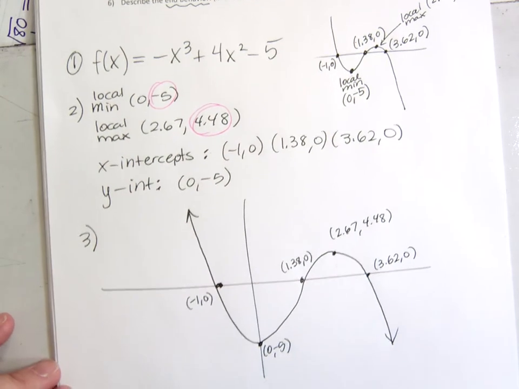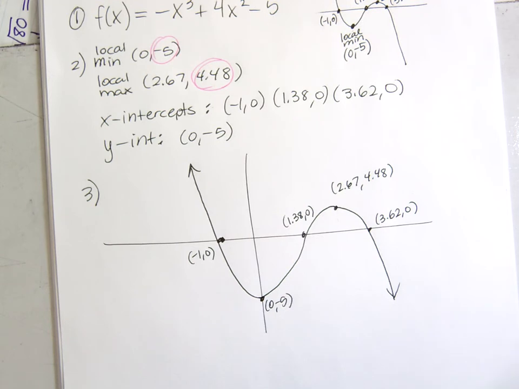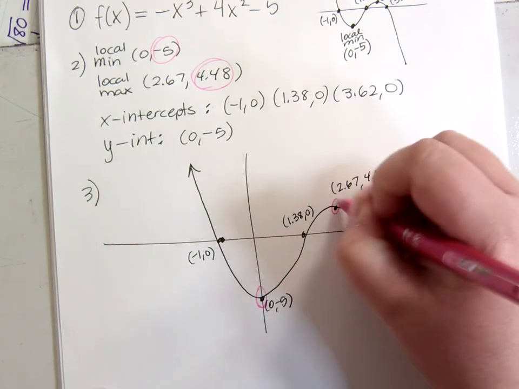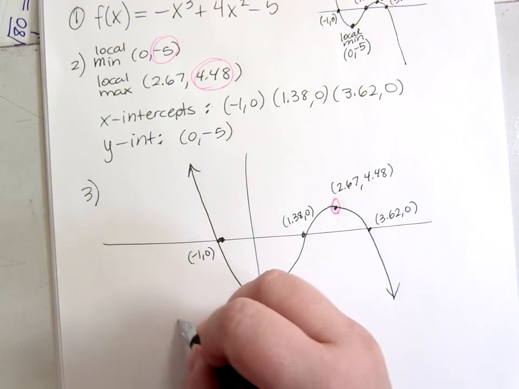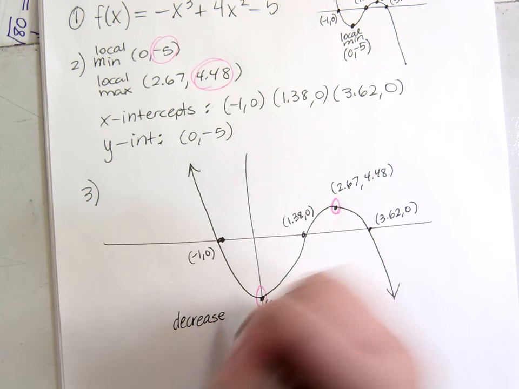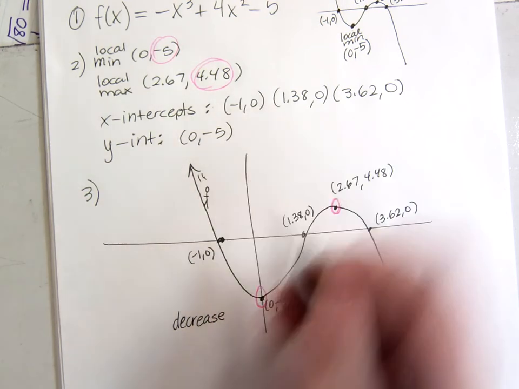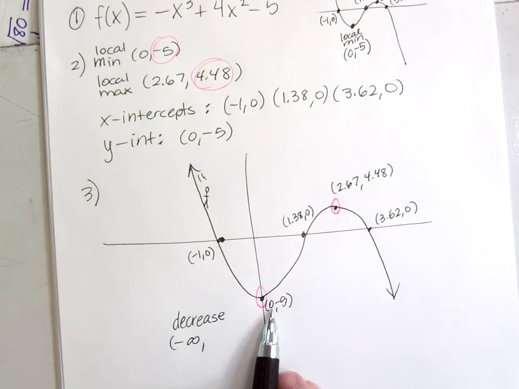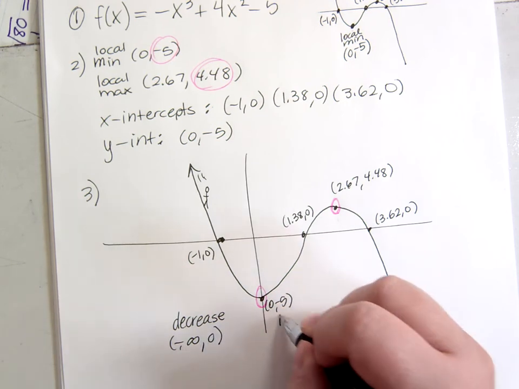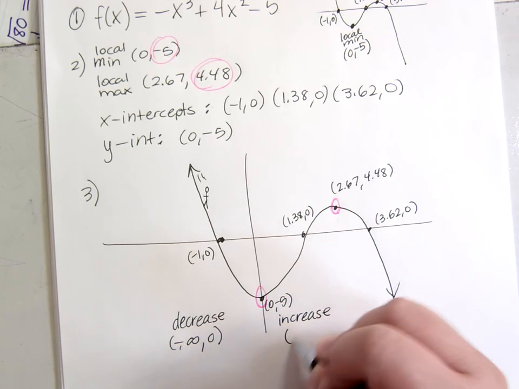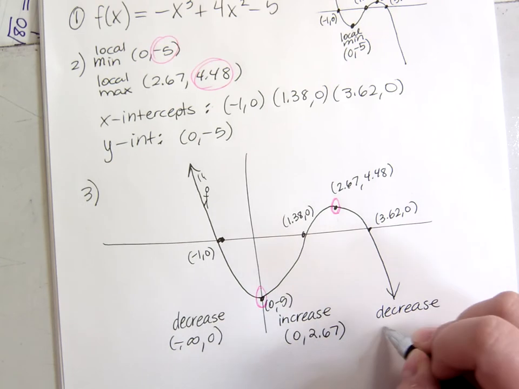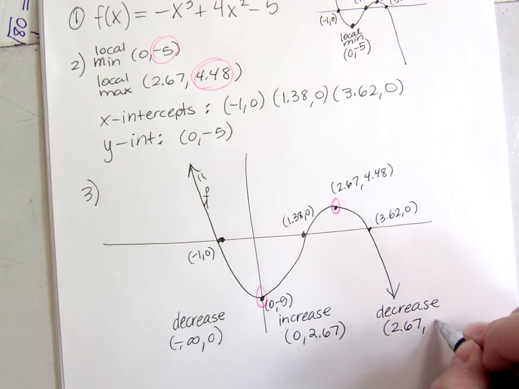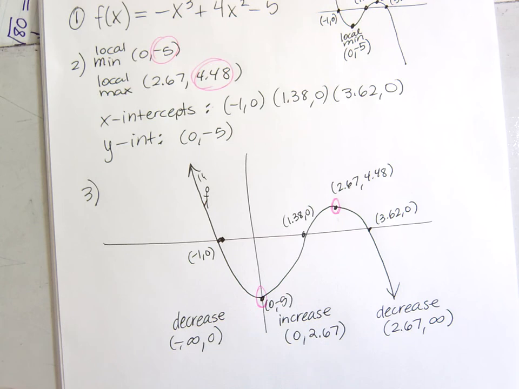Describe the intervals of increase and decrease. Here are my turning points. I have 2 turning points, so that means I have 3 different regions of the graph. I have an interval of decrease over here. This is like a guy walking downhill. From negative infinity to 0. We only use x values to describe where it decreases or where it increases. This is increasing from 0 to 2.7. And again, it's decreasing from 2.67 to positive infinity. So those are my intervals of increase and decrease.